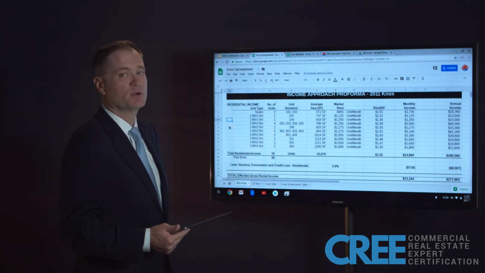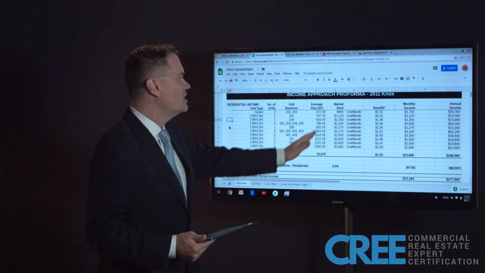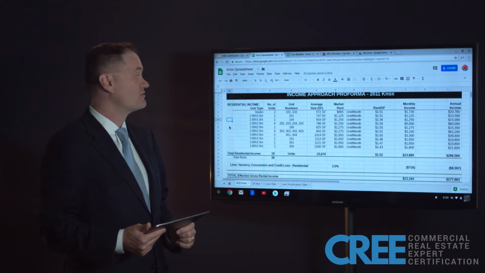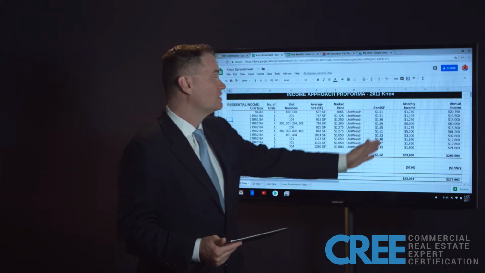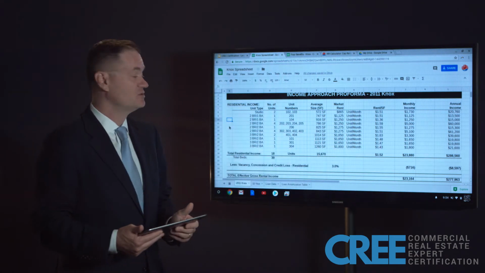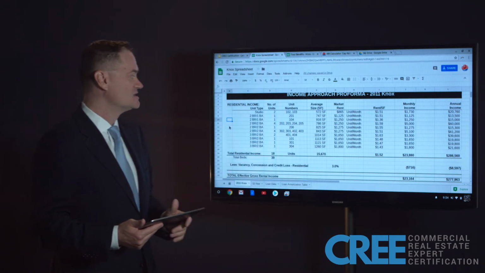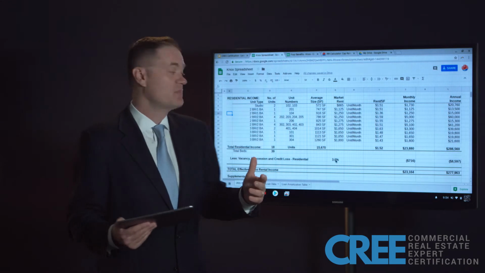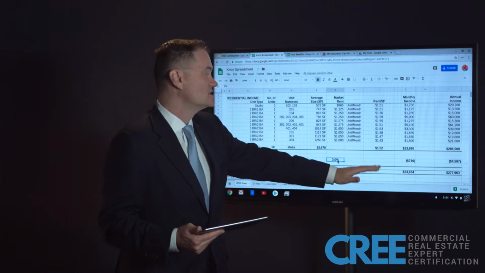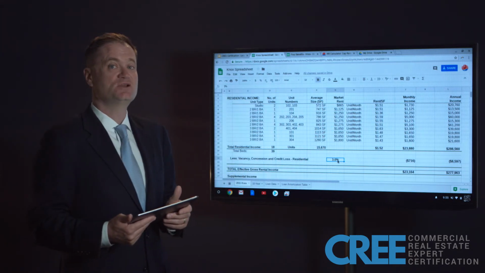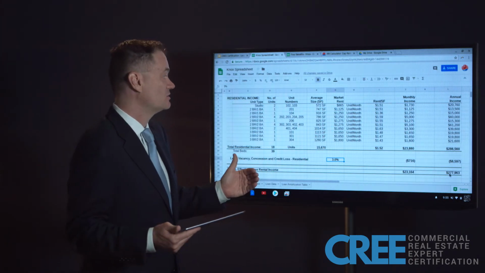I have each unit number broken out here, the square footage, what the market rent is. I've then analyzed the rent per square foot. That's calculating it. We're looking at the monthly income and then the annual income. And then we have here a vacancy and a credit loss of, I'm using 3% in my market. And once we deduct that, we get an effective gross income of just under $278,000.